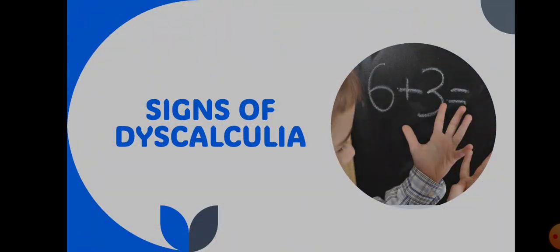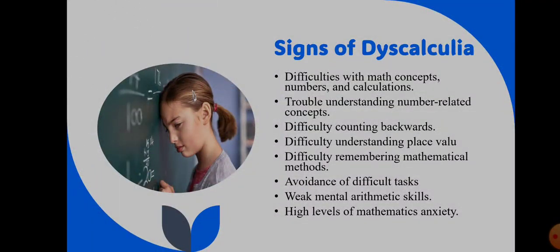Next we see the signs of dyscalculia. First is difficulty with math concepts, numbers and calculations. Second, they have trouble understanding number-related concepts. Third is difficulty counting backward, like 3, 2, 1. Next is difficulty understanding place value.